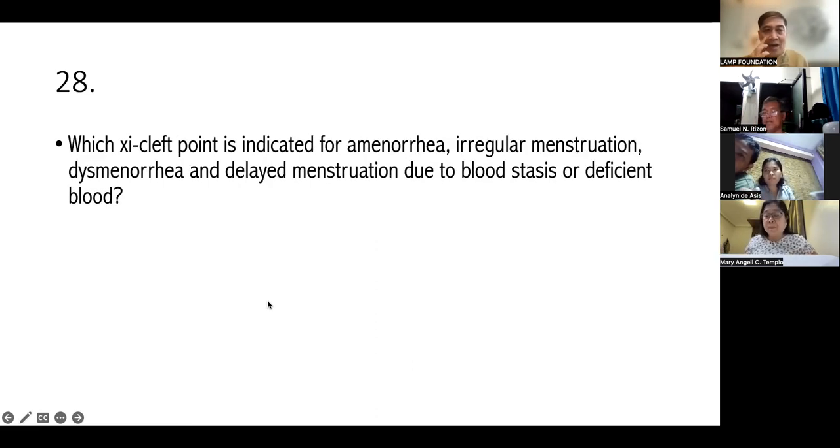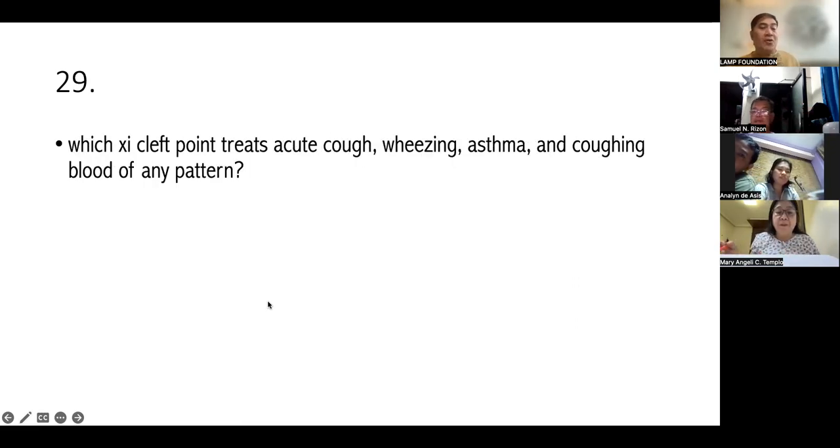Very good. Wow. Which Xi Cleft point is indicated for amenorrhea, irregular menstruation, dysmenorrhea, and delayed menstruation due to blood stasis or deficient blood? Kidney 5. Great. Which Xi Cleft point treats acute cough, wheezing, asthma, and coughing blood of any pattern?